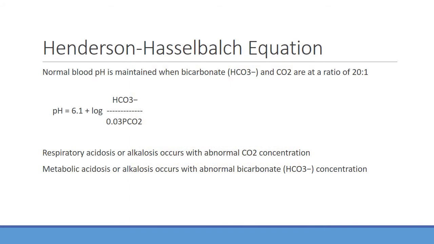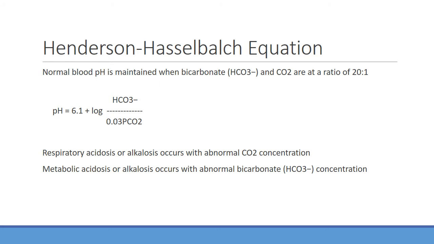Okay, so we have our good friend, the Henderson-Hasselbalch equation, making his appearance again. And again, normally what you're going to see is that normal blood pH is maintained when you have that bicarbonate concentration maintained at a ratio to CO2 at roughly 20 to 1. So when you actually look at this, you can calculate this out.